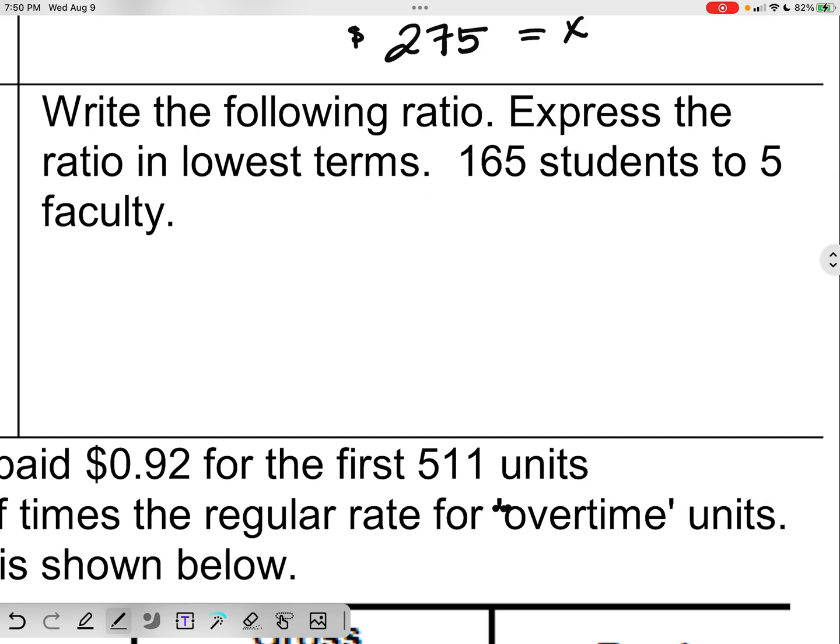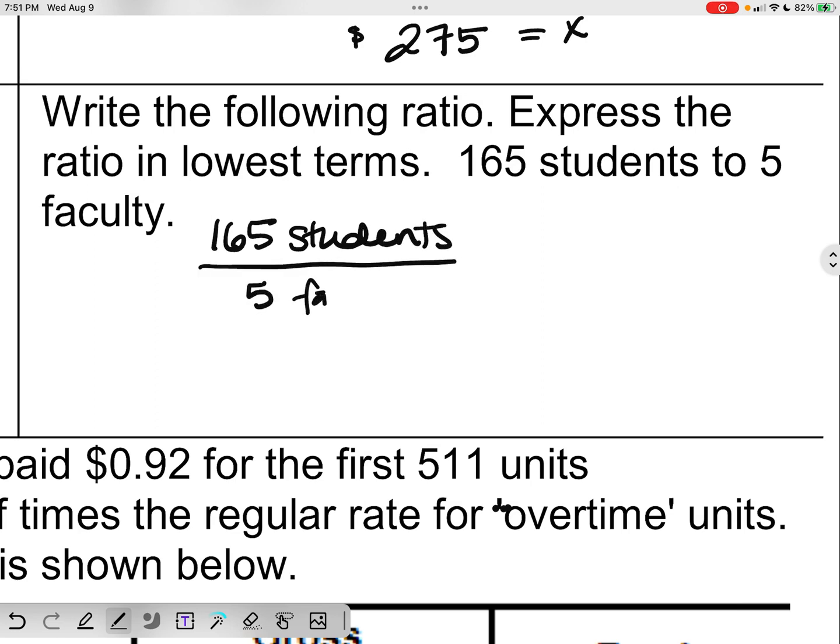Okay. Write the following ratio. Express the ratio in lowest terms. Okay. Spelling matters, so be careful. You're going to take the first word and put it on top. And then take the second word and put it on bottom. Numerator to denominator. And then reduce. So this is the same thing as 33 over 1. And that's what you're representing in lowest terms.